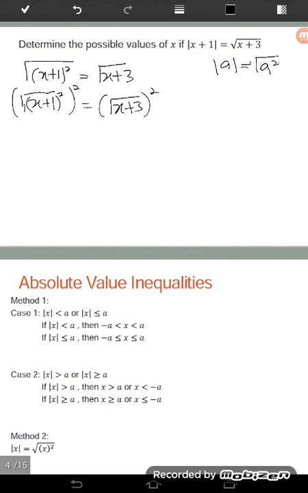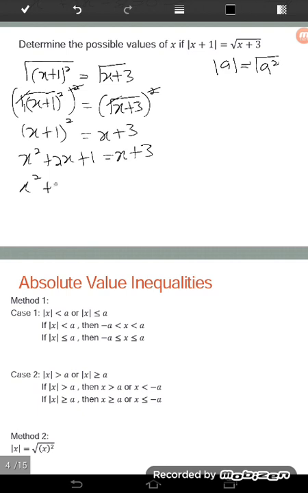Okay? So square root and square cancel. So you have (x plus 1) squared is equal to x plus 3. So expand. So you will have x squared plus 2x plus 1 equal to x plus 3. So x squared plus 2x minus x plus 1 minus 3. So pindah ke kiri, so plus 1 minus 3 minus 2 equal to 0. And then factorize. So jawapan dia sama macam tadi.